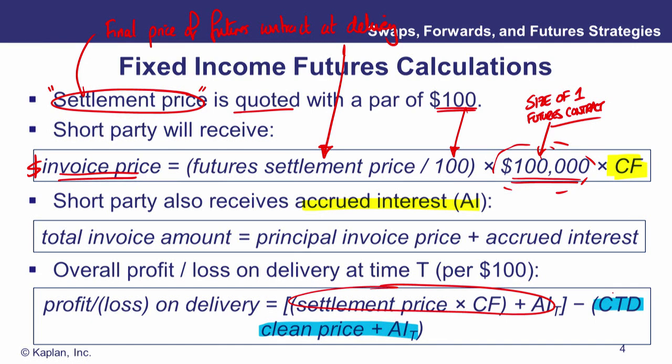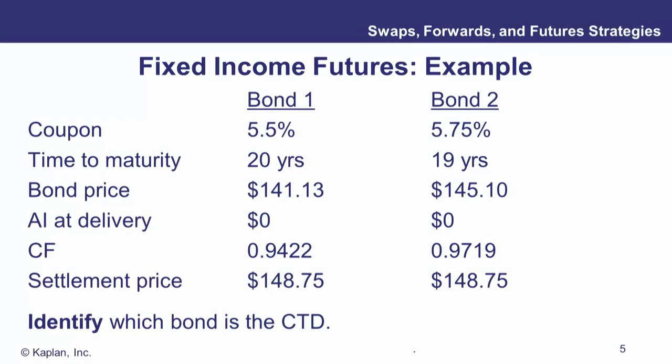And then they're going to have to take off of that what they paid for the bond that they bought. All right, and they're going to pick the bond that gives the highest profit or the lowest loss, and that will be the cheapest to deliver bond. Okay, so the calculations here, once we get to them, are very straightforward. Have a look at this.